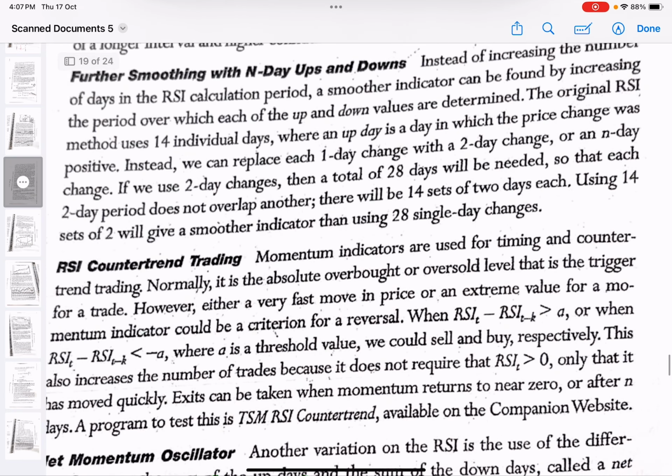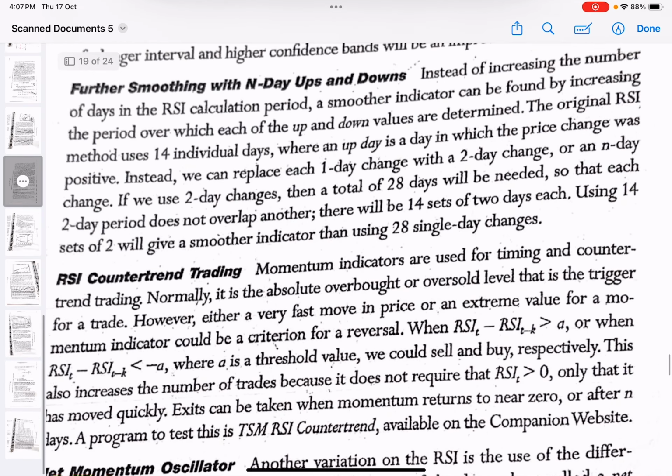All right. Further smoothing with n-day ups and downs. Instead of increasing the number of days in the RSI calculation period, which means instead of using just 14 days, what if I use more days than 14? While you can do that, that has its problems on its own.